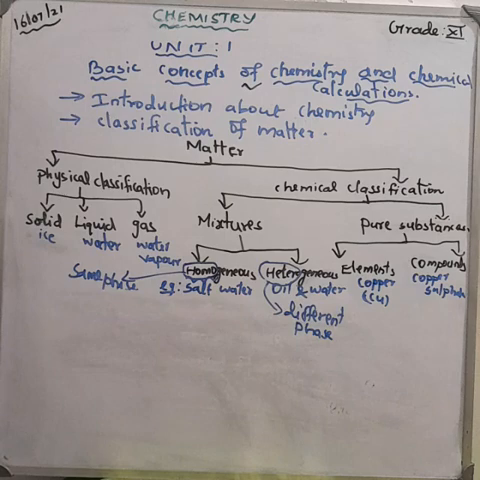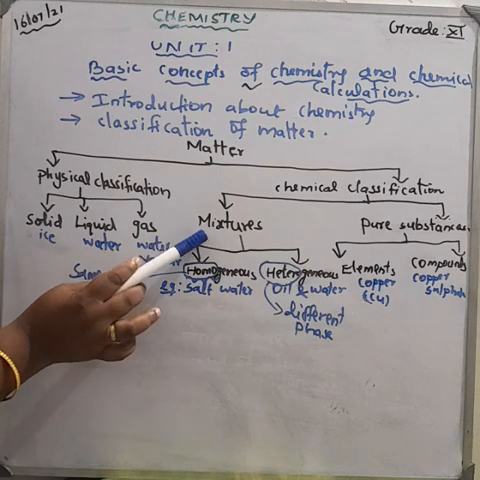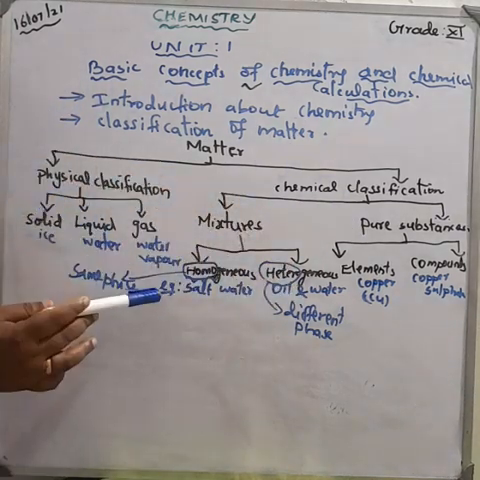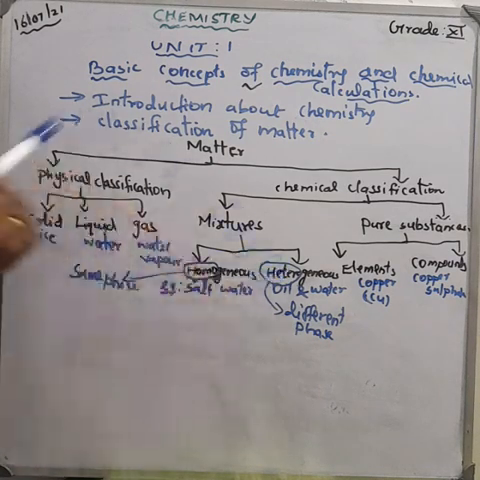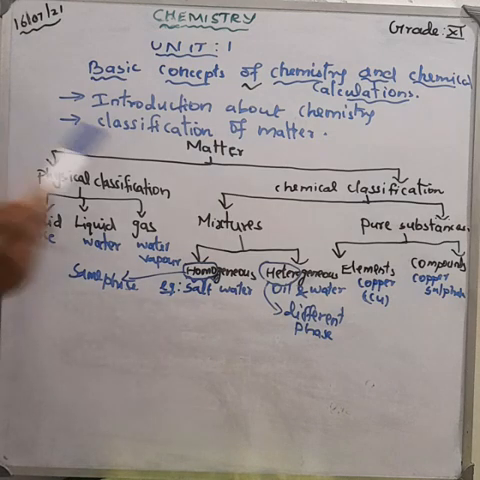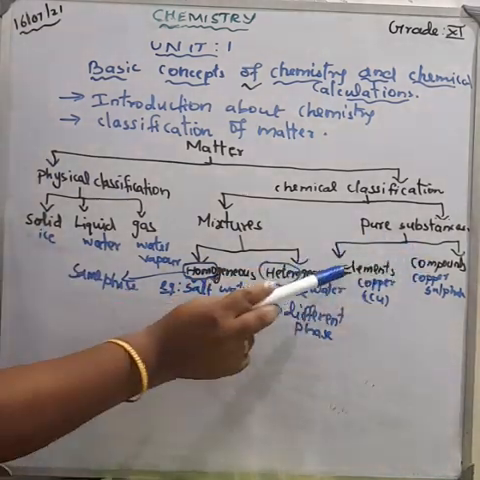So the chemical classification means matter can be classified as two types. What are the two types? Mixtures and pure substances. A mixture can further be classified as two types. What are the two types? Homogeneous mixture and heterogeneous mixture. And the pure substance, we can again classify it as two types. That is very important. Elements and compounds. Pure substances can be classified as two types, elements and compounds.